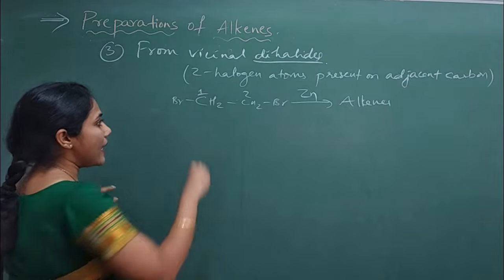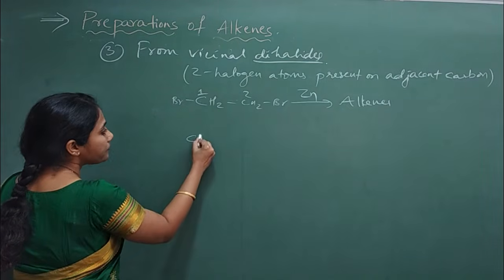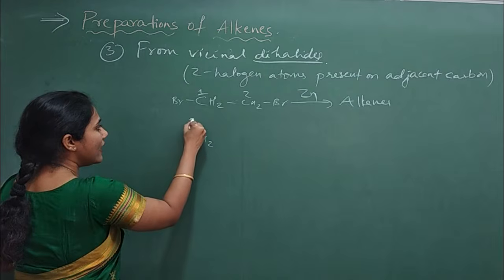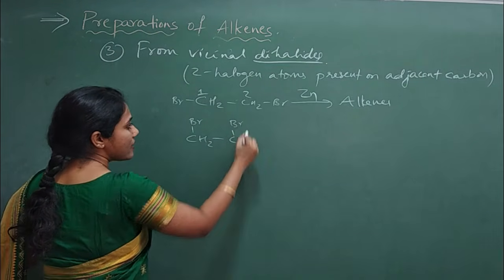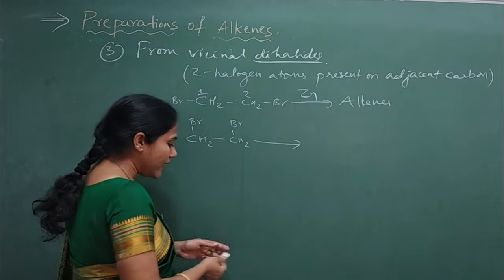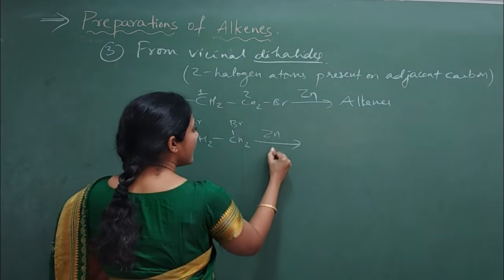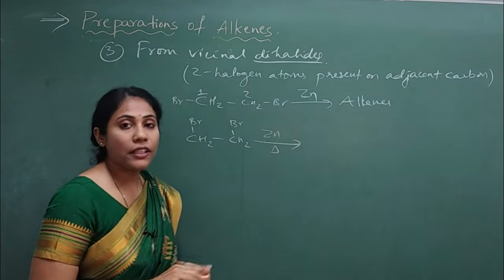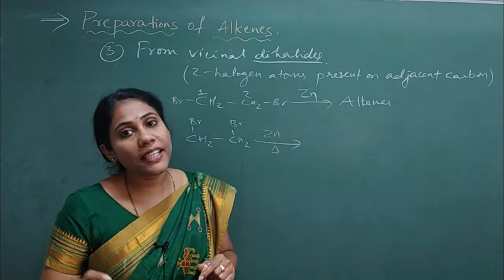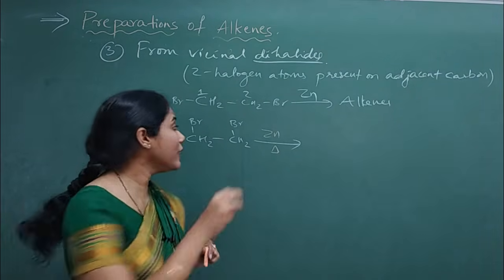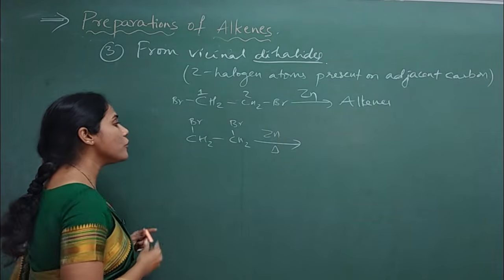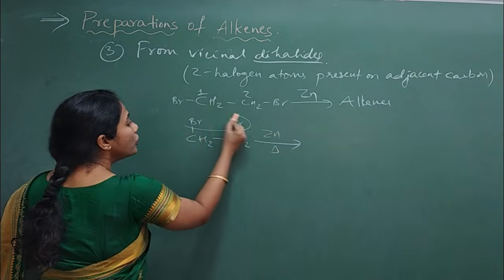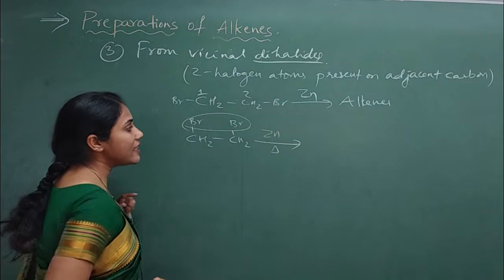Let's go for an example. Let me take the same example. CH2Br, I'll write like this. CH2, this Br, I'll write like this. So I have heated this in presence of zinc. Here zinc is a reducing agent. So what is the work of a reducing agent? It can remove electronegative elements. So Br is electronegative, this Br is also electronegative, so both of them will come out with zinc.